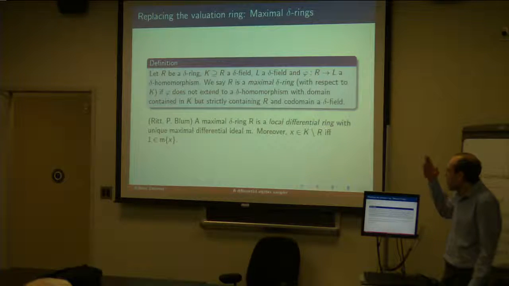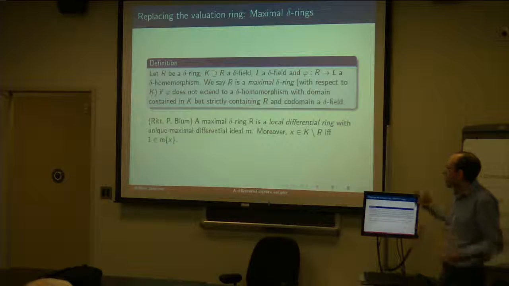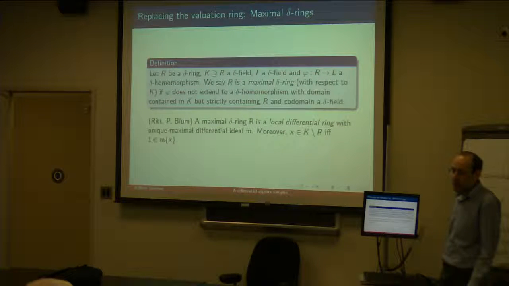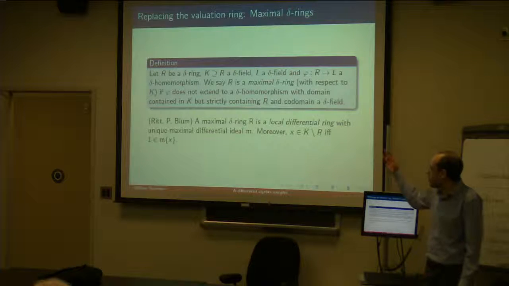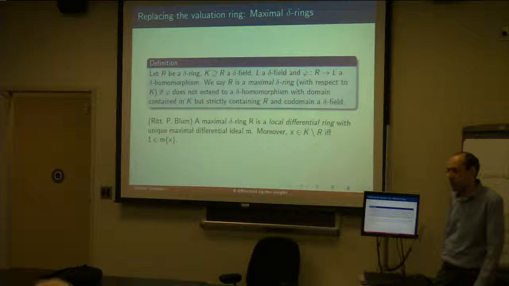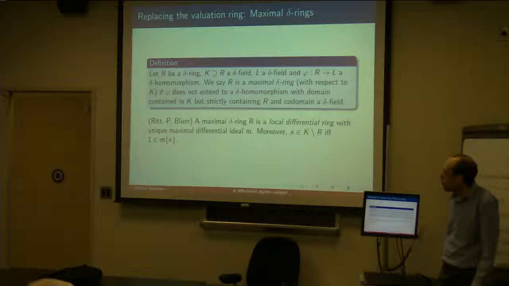So I can't show you a really good example of such a ring, but they exist by Zorn's lemma, and the only thing that is ever really used is that they are local differential rings with this property. And M curly X is what? Just differential polynomials with coefficients in the maximal ideal.